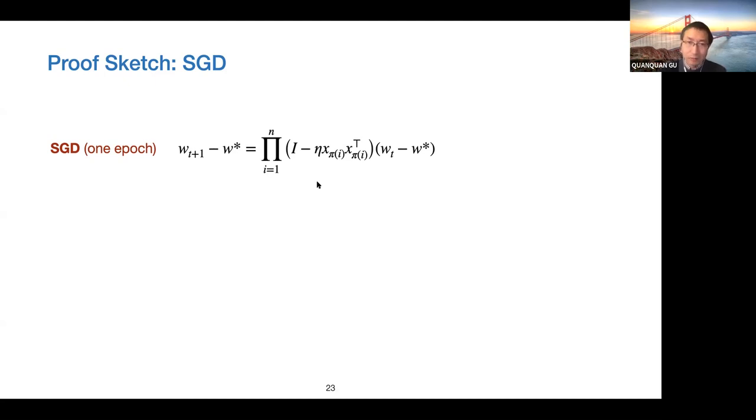The mini batch size actually will affect the structure of this term. This is a product of matrices, each of which is identity minus a rank one matrix. But if we are doing mini batch SGD, this matrix will become identity minus, for example, a rank B matrix, so basically a sum of B rank one matrices. In the proof, we need to use some random matrix theory tools to bound this product. If there's a mini batch, then definitely there will be another layer of concentration happening, because if you do averaging, then you have a concentration effect. That can be carefully analyzed in the random matrix theory proof part. But for simplicity, I just assume batch size equal to one.